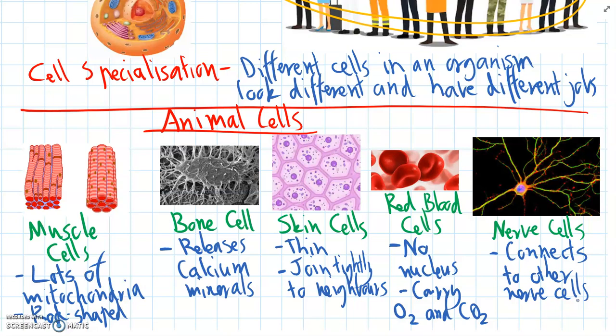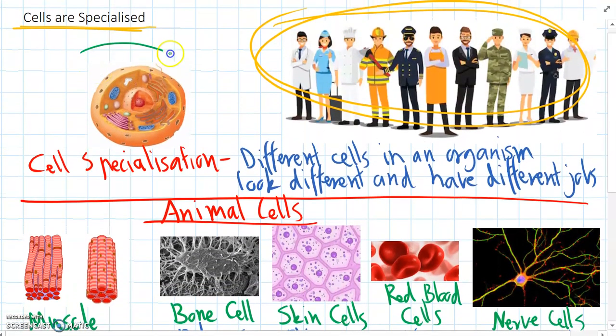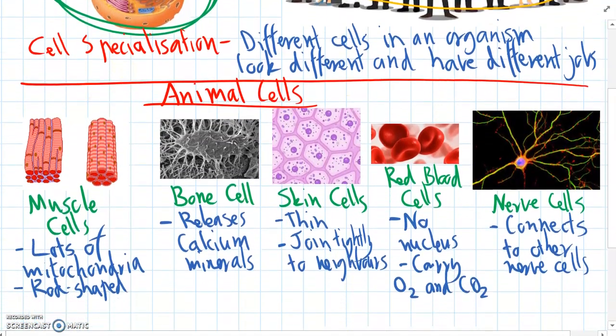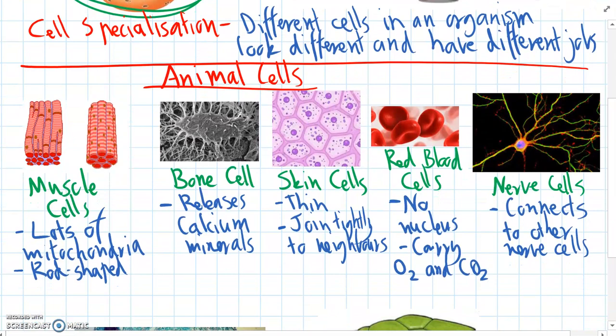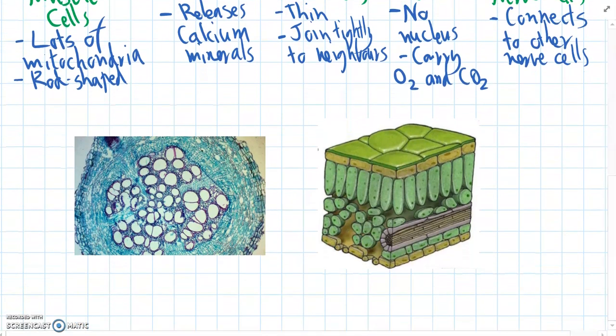So we can see that we've learnt about the basic structure of a cell, like the basic animal cell that we looked at earlier, but really not many animal cells look like this. They'll all have their own particular job, and they'll all look a little bit different because of the job they need to do. And it's the same with plants as well.